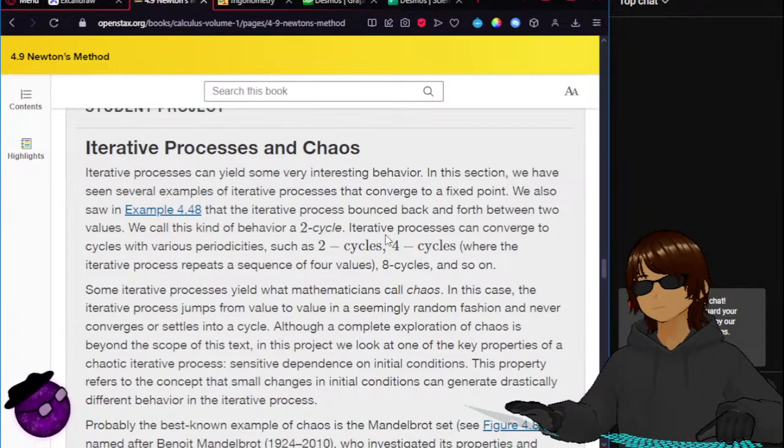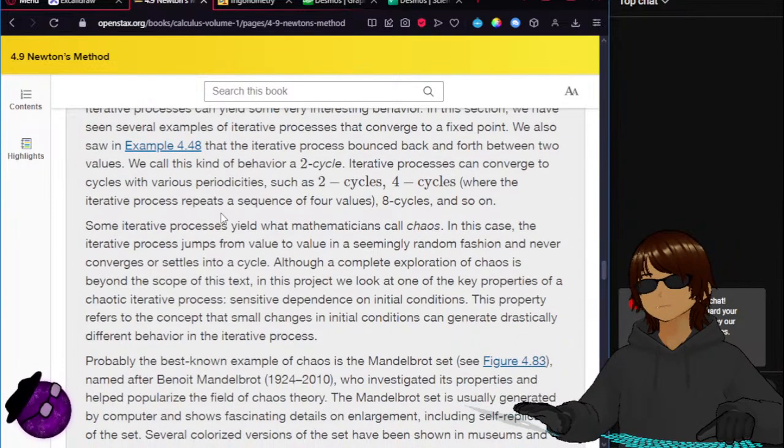Iterative processes can converge to cycles with various periodicities, such as 2-cycles, 4-cycles, where the iterative process repeats a sequence of 4 values, 8-cycles, and so on. Some iterative processes yield what mathematicians call chaos. In this case, the iterative process jumps from value to value in a seemingly random fashion and never converges or settles into a cycle.